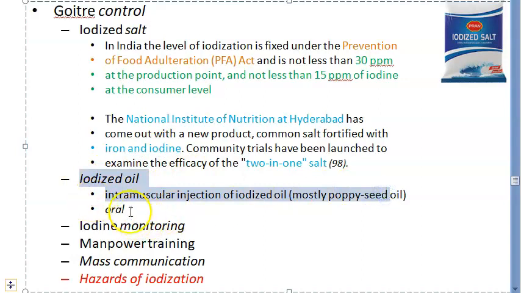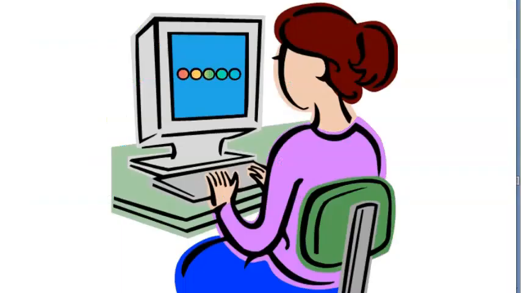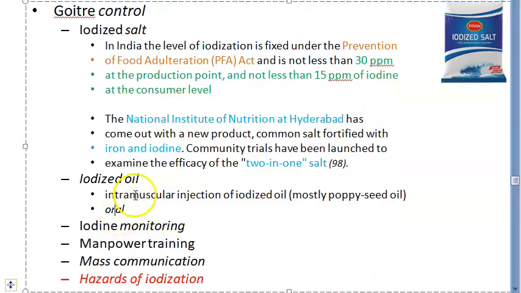Iodized oil is there, guys. But how are they giving this? As an intramuscular injection, they're giving oil. Interesting, right? Mostly poppy seed oil, and even orally you can take this oil, it seems. That's interesting. They're going to give an intramuscular injection of iodized oil.